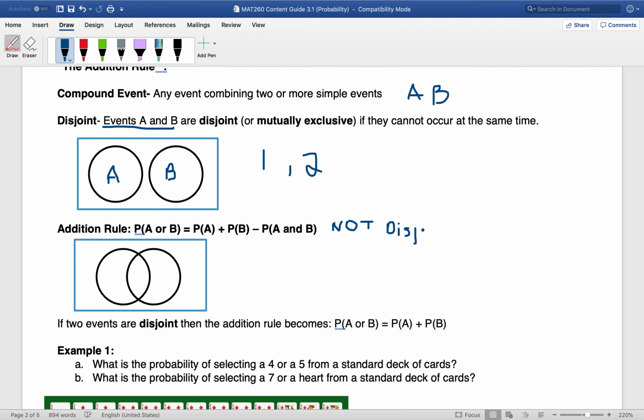Now, if they are disjoint, we're going to be able to use a different form of this equation. So say they are disjoint, then the rule becomes the probability of A or B just equals the probability of A plus the probability of B. So whenever we see the word or, we want to think addition.